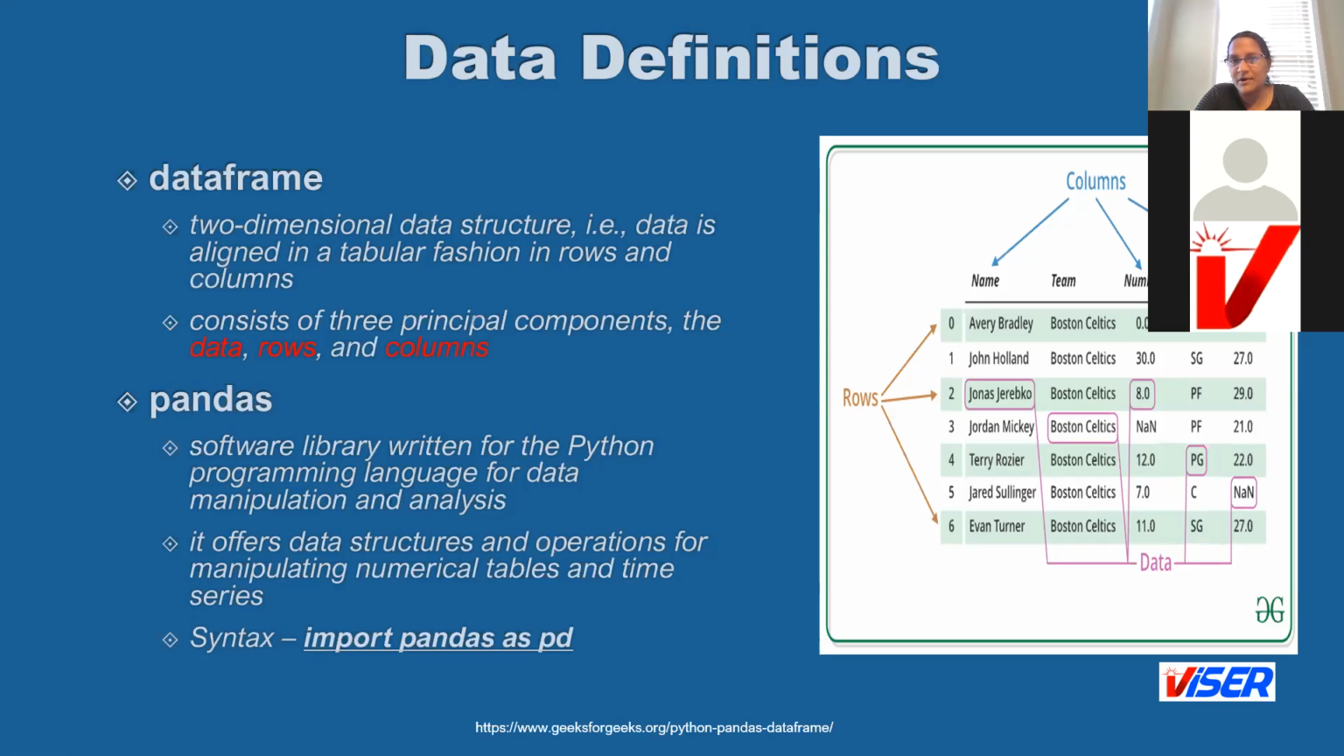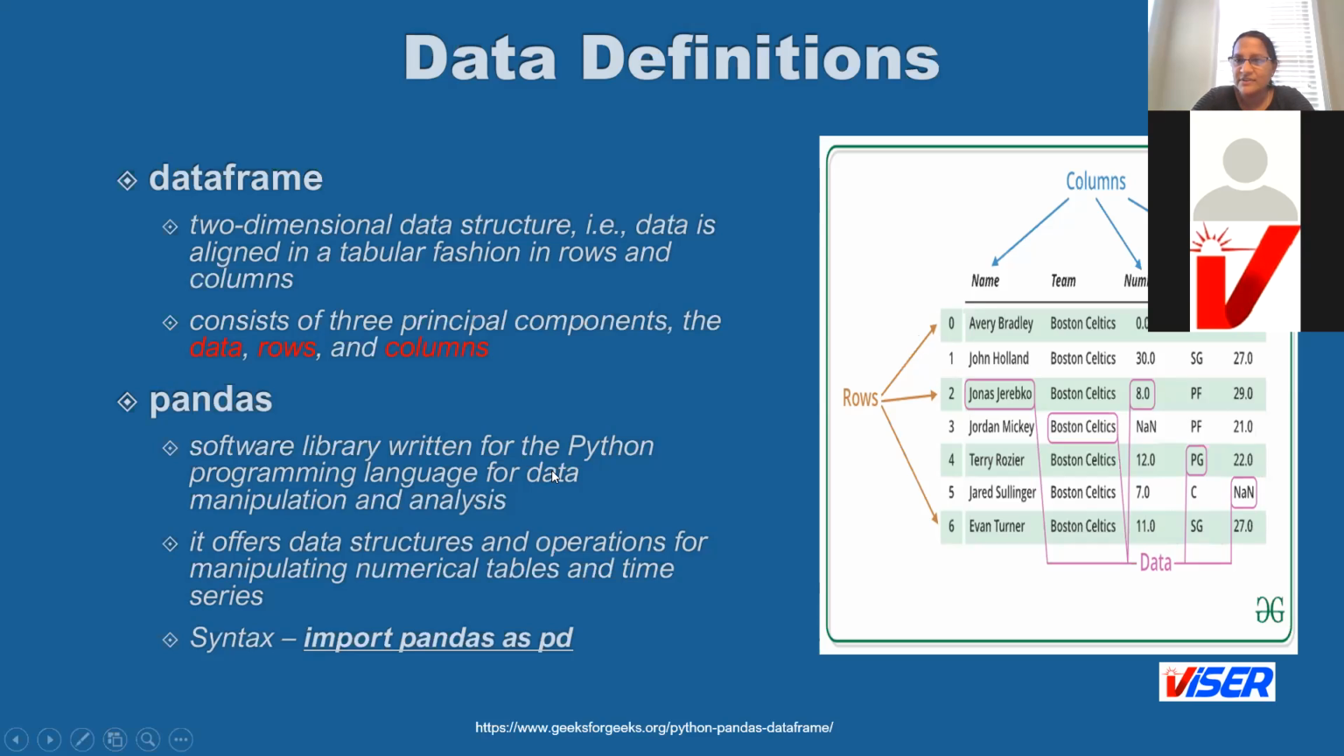So last time we talked about variables. Now, variables can hold only one value. If you want to store a group of values or a set of values, then we use data structures. So it's basically a two-dimensional data structure where the data is organized in the form of rows and columns. You can see this picture. It's a sample data frame.